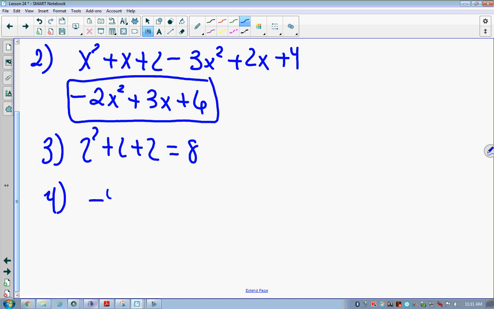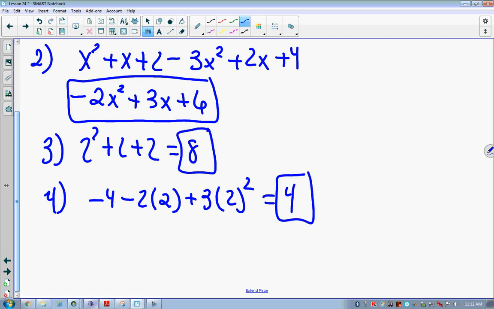So that's negative 4 minus 2 times 2 plus 3 times 2 squared. Well, 2 squared first, right? It's 4, so I've got 3 times 4, 12. I've got negative 2 times 2 is negative 4. So I've got 12 minus 8, right? What's 12 minus 8? Okay, I get 4 for an answer here. I had 8 up here.